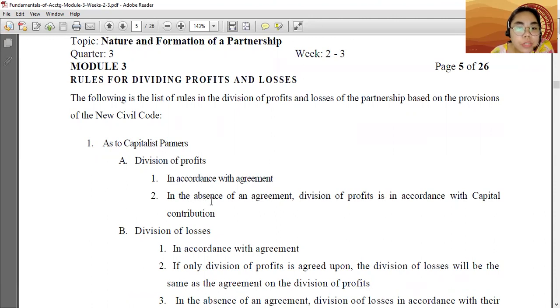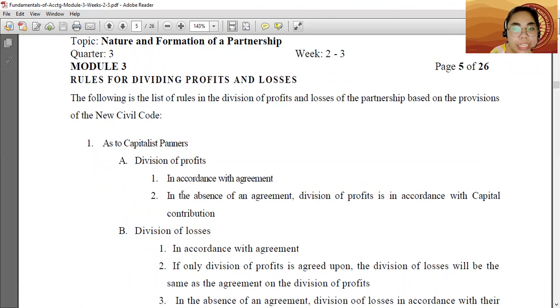Number two, in the absence of an agreement, division of profits is in accordance with capital contribution. So if there is no agreement, class, as to the division of profits among capitalist partners, the division of profits is in accordance with the capital contribution. If that is the case, the capitalist partner who contributed more capital to the partnership will have a larger share in the profits and losses of the partnership as well.